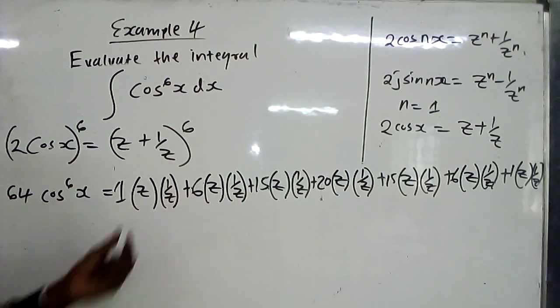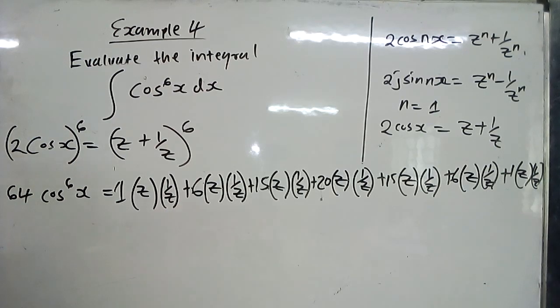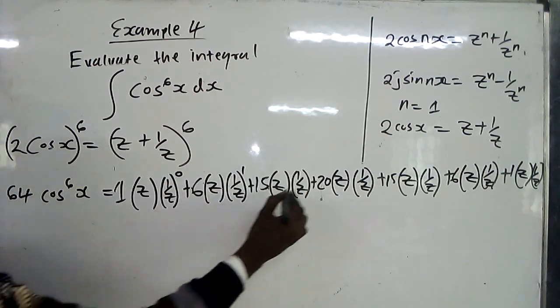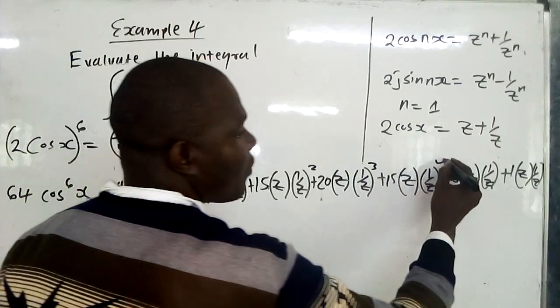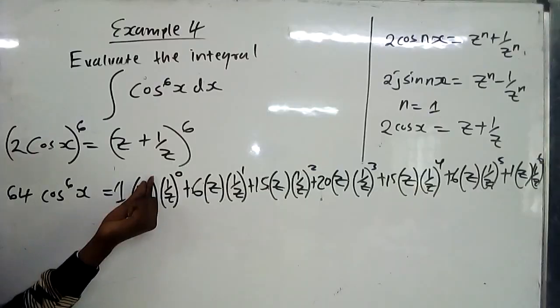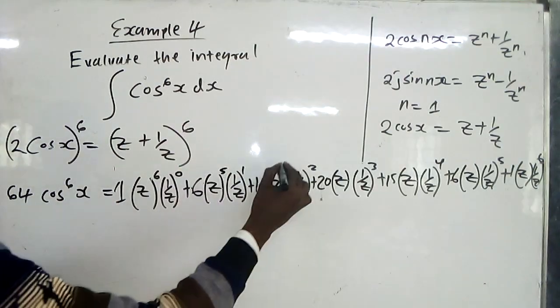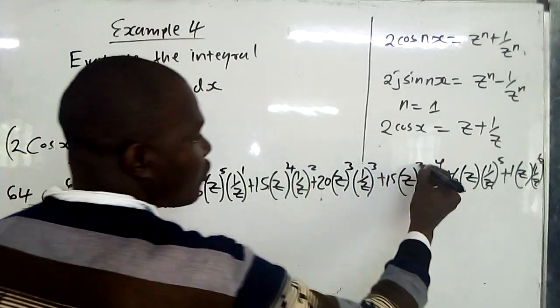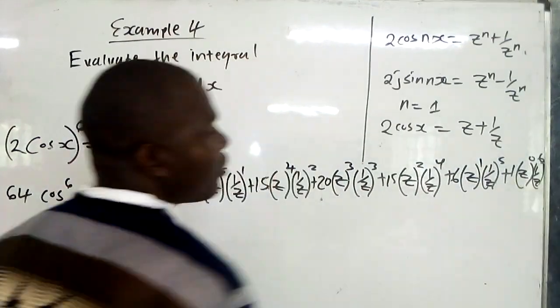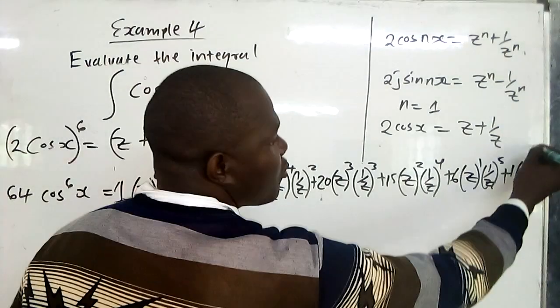Then you put the power. This fraction, you make it ascending, 0, 1, 2, 3, 4, 5, 6. This other one descends. So you start from the highest power 6, 5, 4, 3, 2, 1, 0. Are you seeing that? So anything raised to power 0 is 1, isn't it?